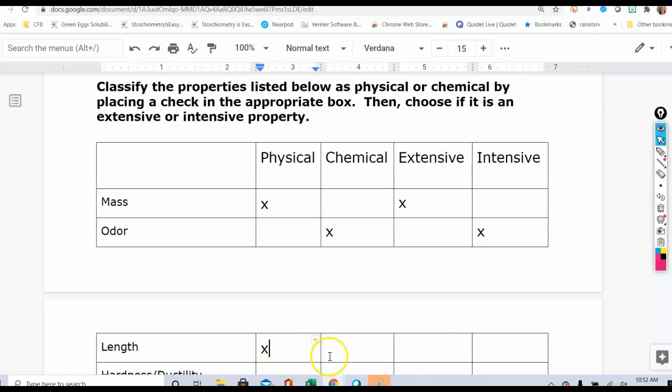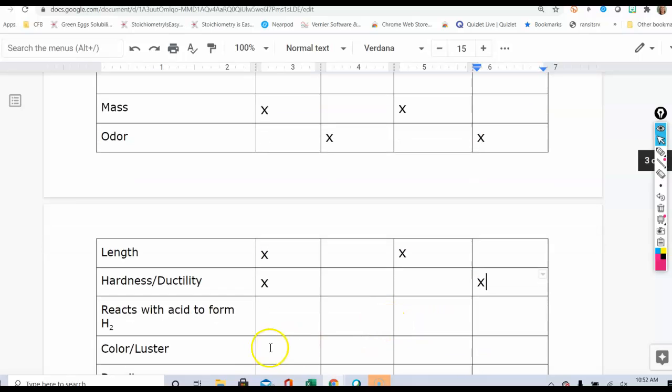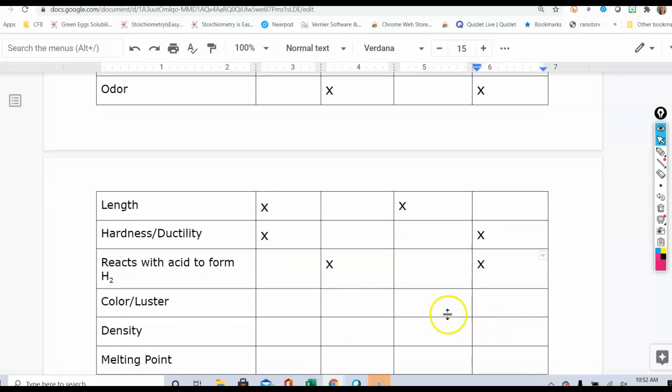Length, again, is going to be a physical property, and it's going to rely on amount, so that's extensive. Hardness and ductility is going to be physical, and it's not going to rely on how much of something you have, so that's going to be intensive. So metals will have that as an intensive property. How it reacts with an acid is going to be a chemical property, and it will not depend upon amount. So that will be an intensive property. Color and luster is a physical property, and it's not going to depend on amount, so it will be intensive. Density will be a physical property, and it will be intensive.